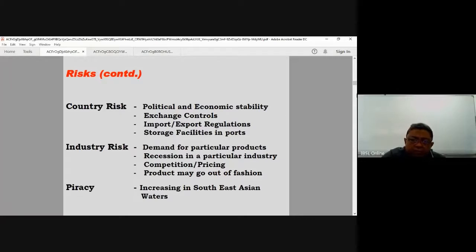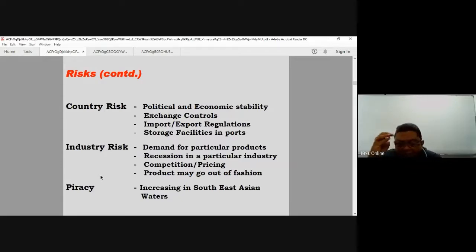Therefore, you must be very conscious of how the industry risk is. Coming to piracy, technically piracy means pirating something. It does not matter whether you call it piracy or pirating, because when you write a paper answer, it does not make a sound, so the spelling is the same.